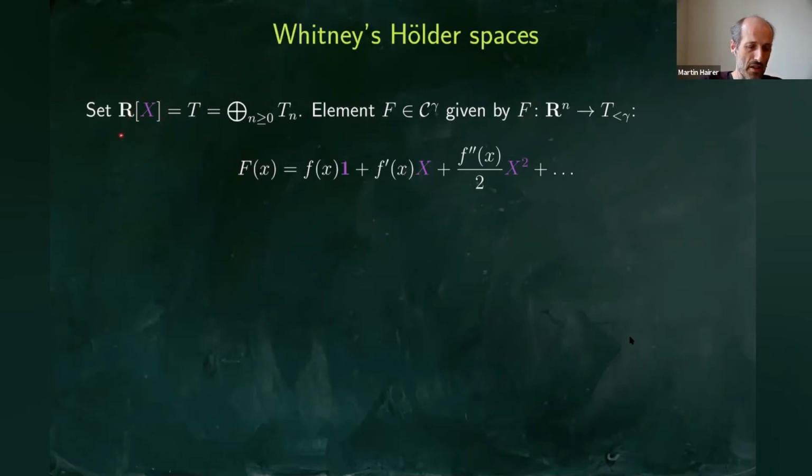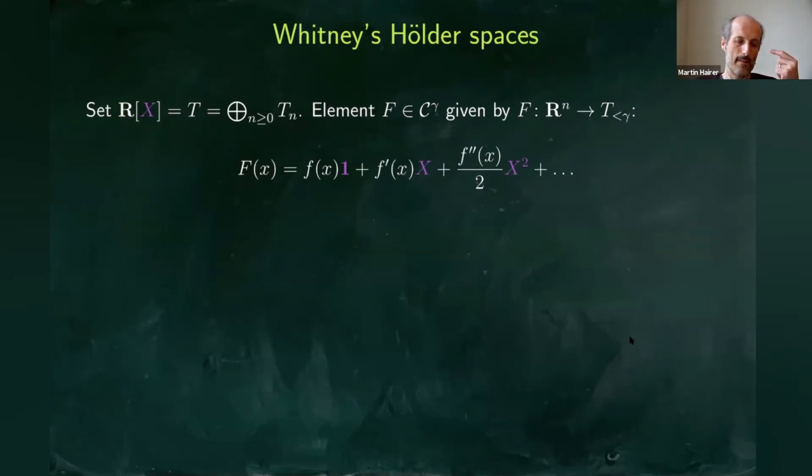And so this space of polynomials, well, it has a natural grading, right? So there's the constants that have degree 0. There's the linear guys that have degree 1. The quadratic guys have degree 2, and so on, right? So you have this graded space of polynomials in this purple X.